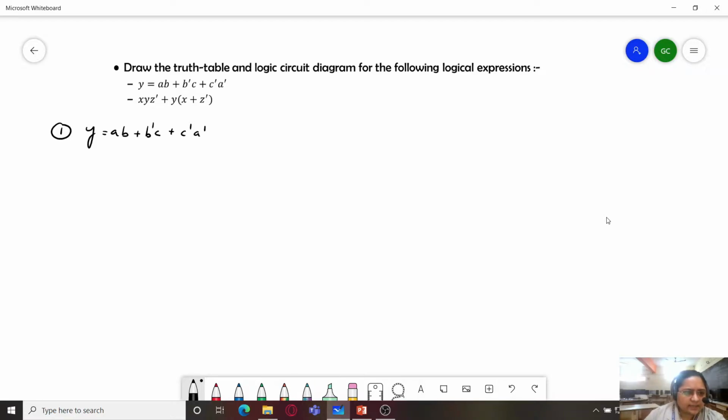So y is a function in how many variables? We can see A, we can see B, and we can see C. So it is a function in three variables, which we can write in this manner. Now we need to draw the truth table. So we will be first writing the three variables in this way.